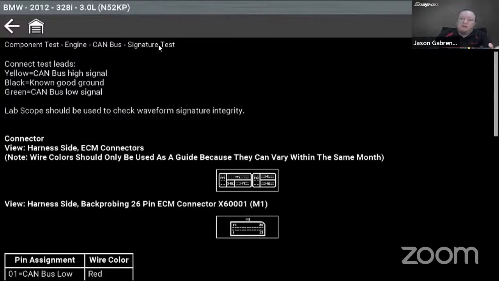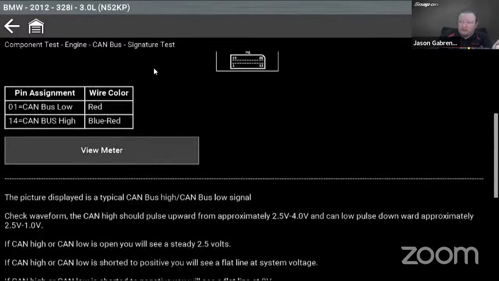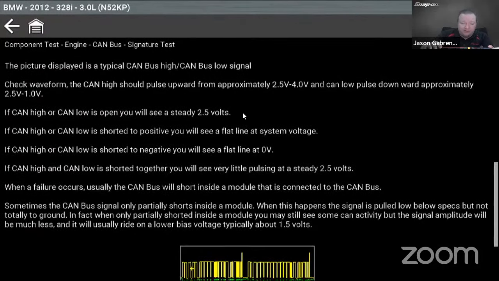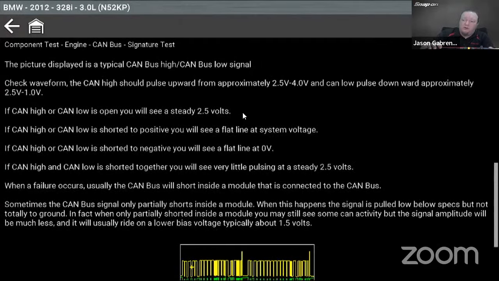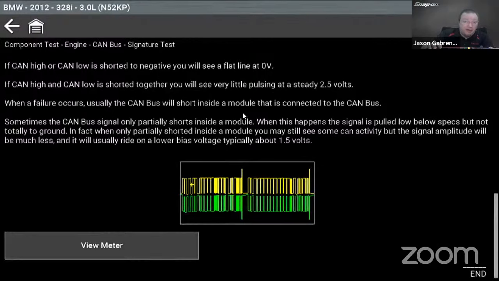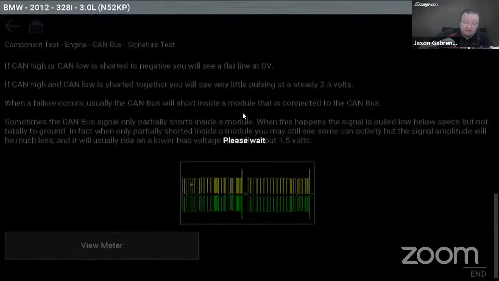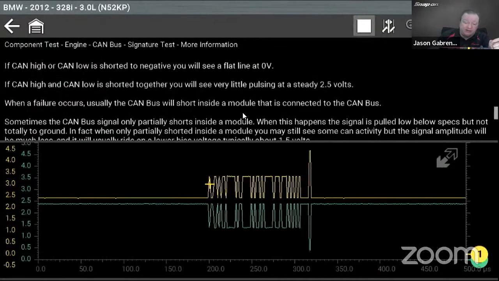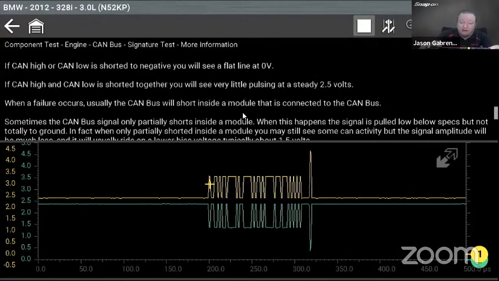Okay. In this case, it's going to automatically set up for a 2-channel test. So a CAN bus high and CAN bus low, and a lab scope should be used. If I scroll down a little bit, it gives us the location to test it. And then it gives us, I'm trying to scroll up without my finger. There we go. It gives us the known good voltage, and it gives us our known good path. If I hit view meter, it's going to set it up for me, and there's my CAN bus.